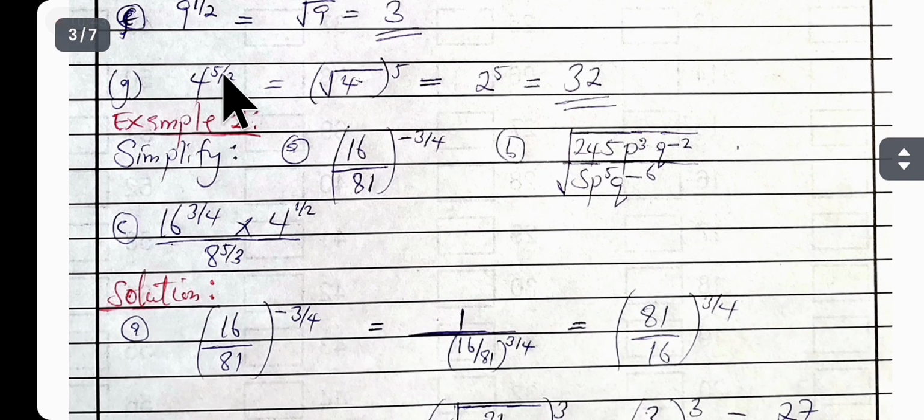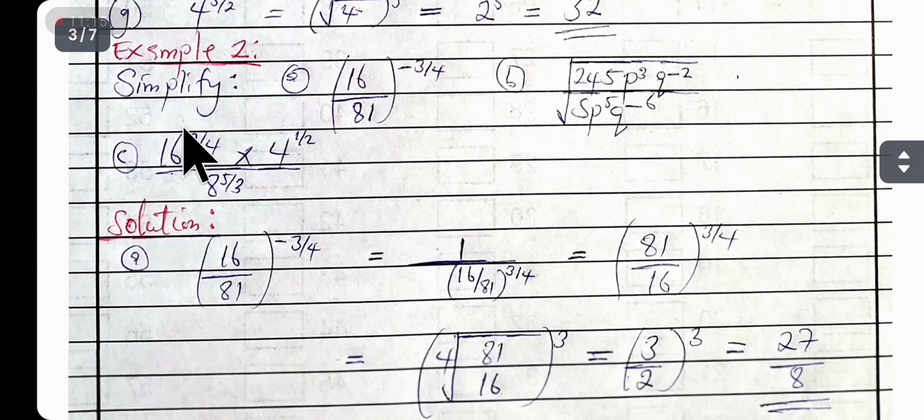The last one here, 4 raised to the power 5 over 2. Of course, the denominator forms the square root, while the numerator, which is 5, forms the power. So this is going to be square root of 4, and then all of it to the power of 5. Square root of 4 is 2. If square root of 4 is 2, then the power of 5 is what we put here. 2 raised to the power 5 is 32.